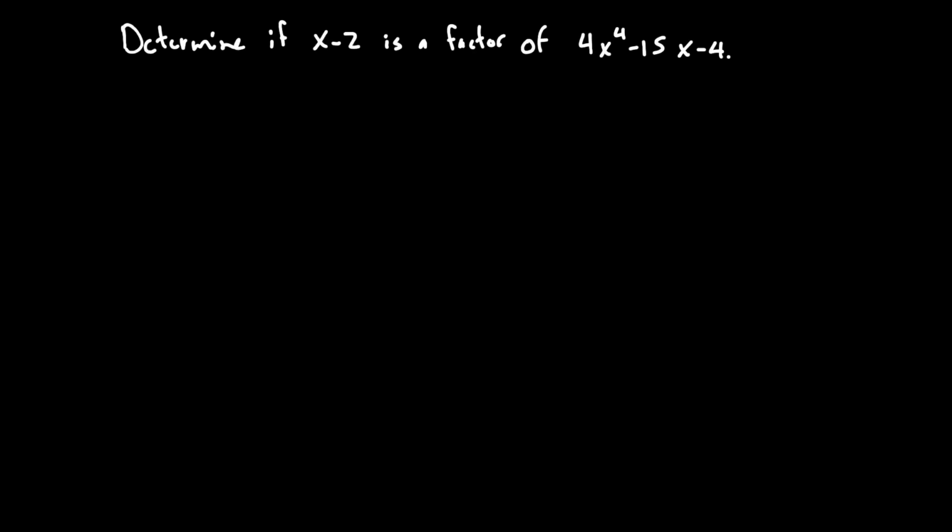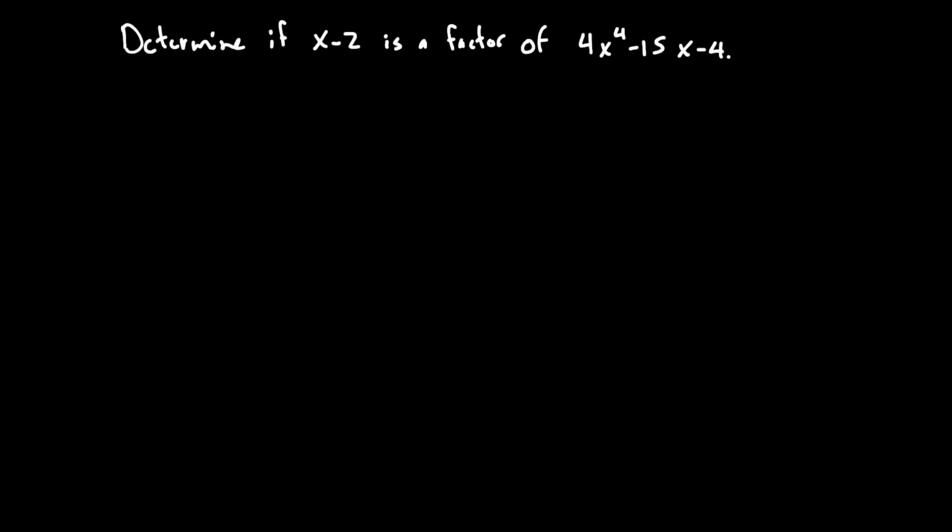In the final problem of this section, we want to determine if x minus 2 is a factor of 4x to the fourth minus 15x minus 4. We can use polynomial division to check if this is true. In the book, it recommends using synthetic division, but we're going to not use synthetic division since this is a rehash of polynomial division. And instead, we're going to look at the following fact.